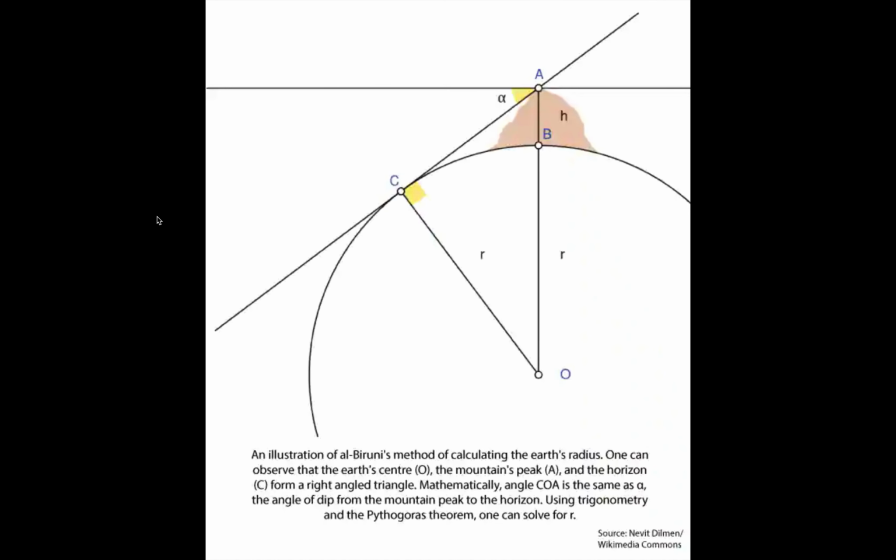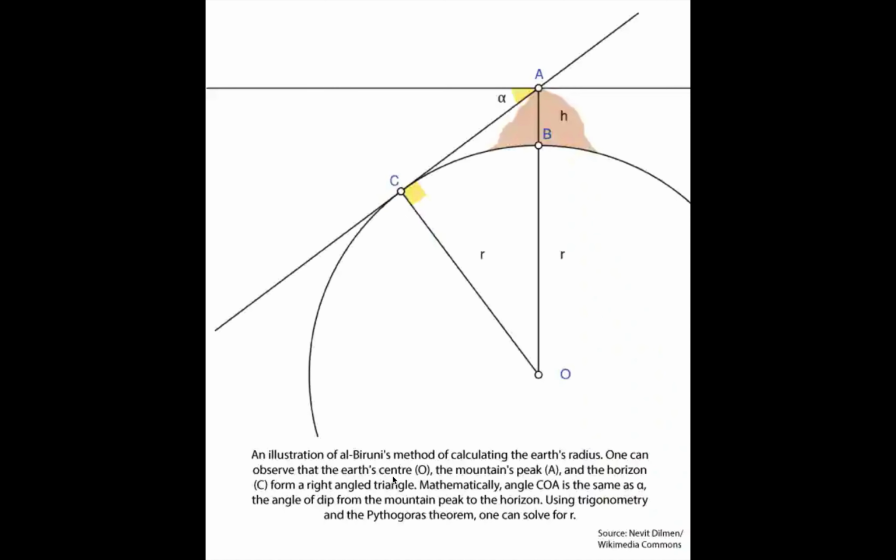I started my last video with this diagram here. It is a diagram of Al-Biruni's method for measuring the supposed globe Earth's radius. There is some writing down here on it. I will just go through it quickly. An illustration of Al-Biruni's method of calculating the Earth's radius.